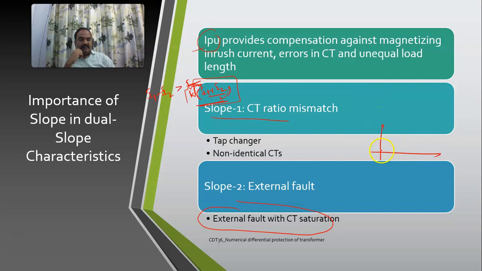rather than, so this is to protect your system or to get perfect results in case of heavy inrush currents or errors in CTs. The second one helps you to give good results even if there is a difference in tap change ratios and even if the CTs are non-identical. And the second slope will help you to give good results in case of CT saturation also. So this is the case.